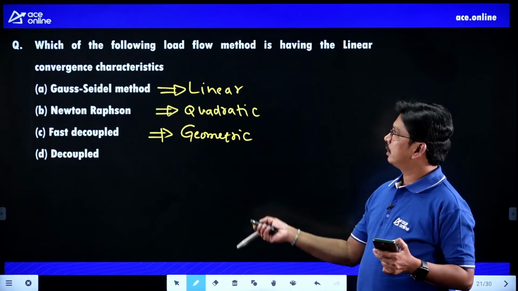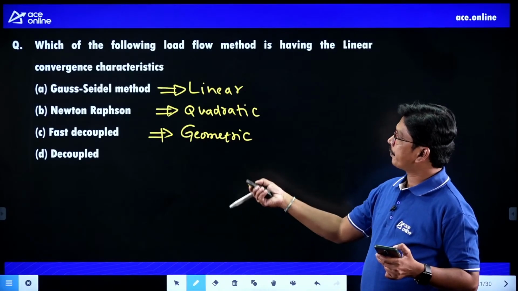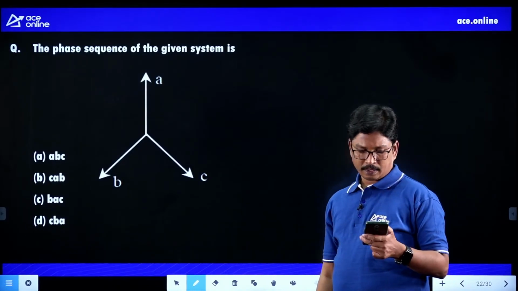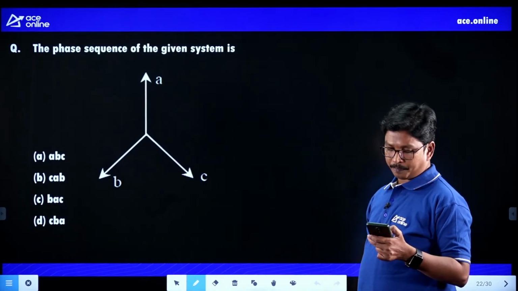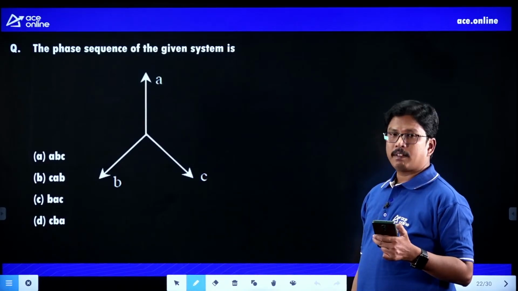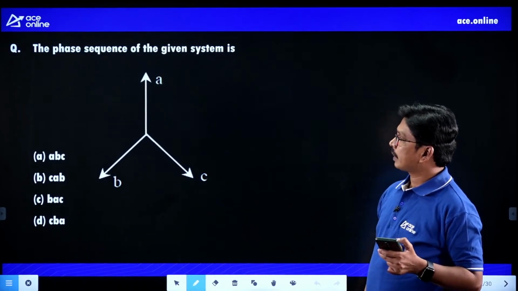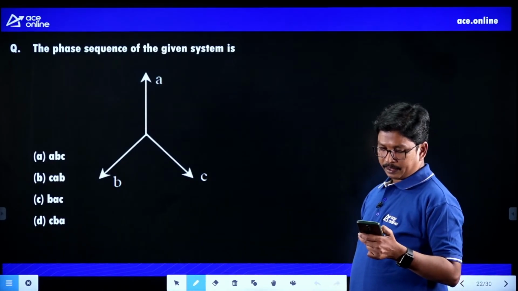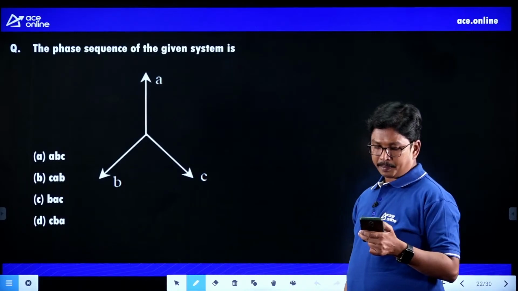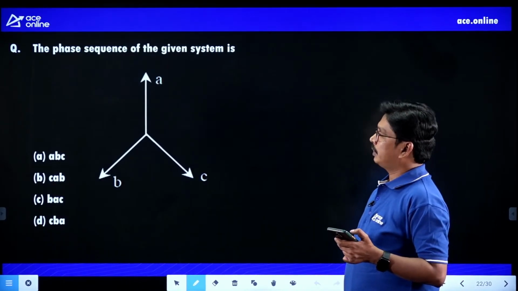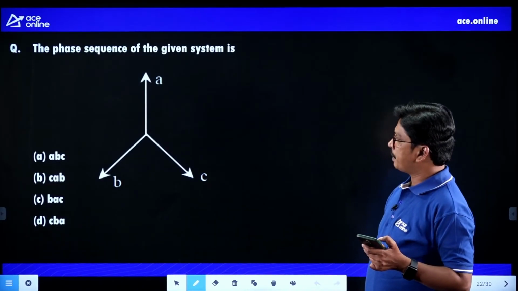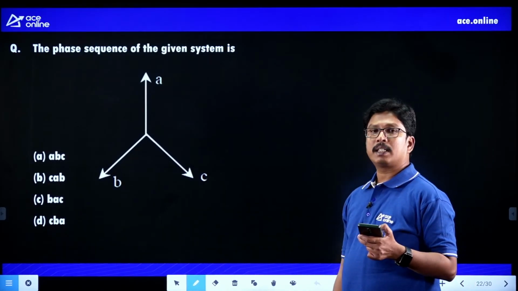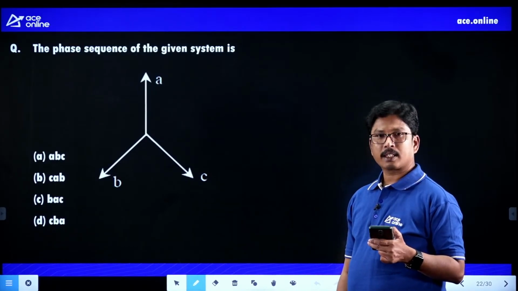Now we'll go for the next question here. What is the phase sequence of the given system? Very good, Haima, Damini and Anita. What is the phase sequence of the given system? Is it ABC or CAB or BAC or CBA? What is the phase sequence of the given system? Any answer?